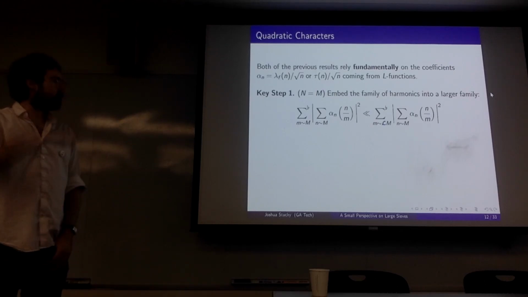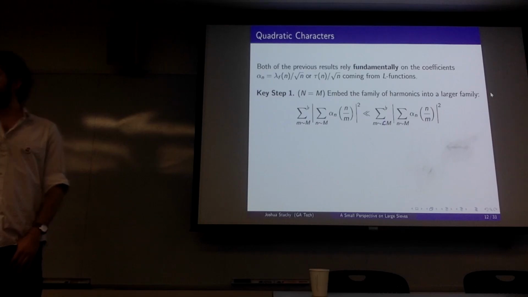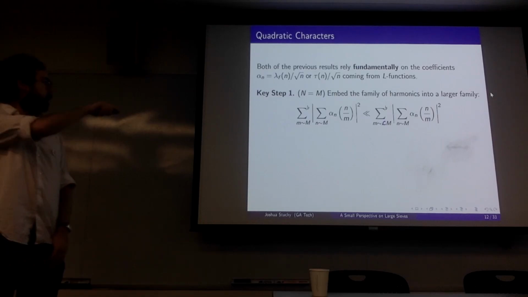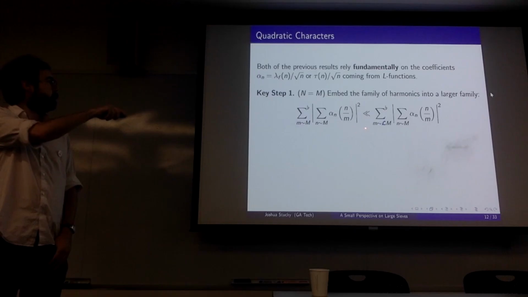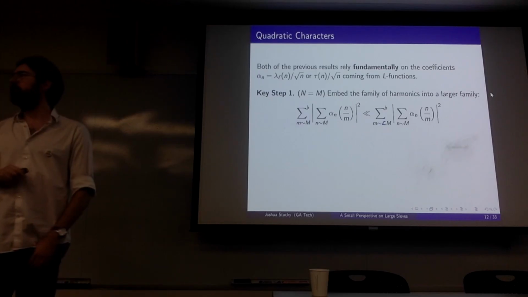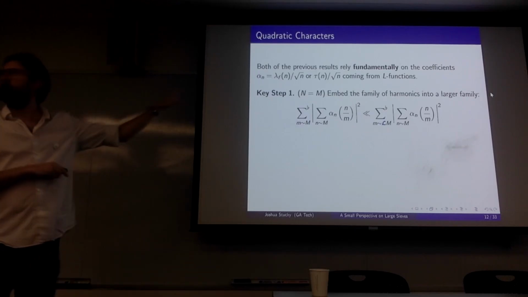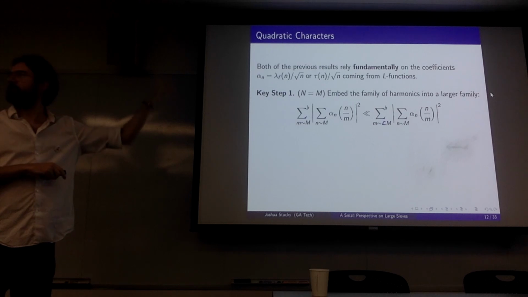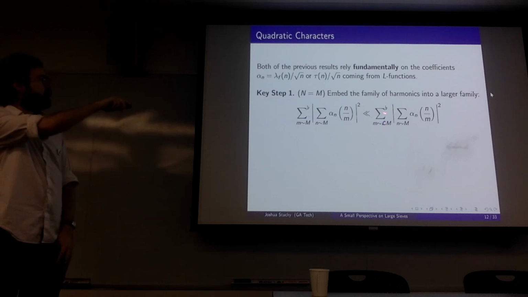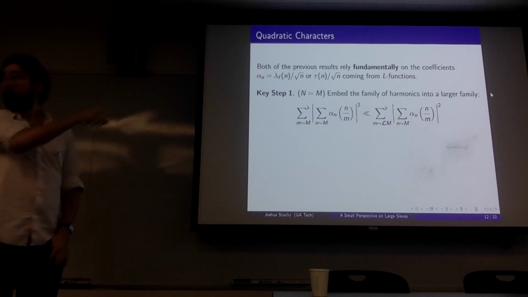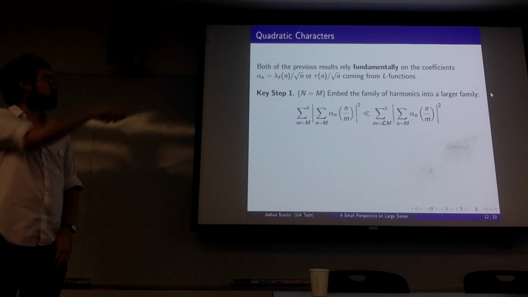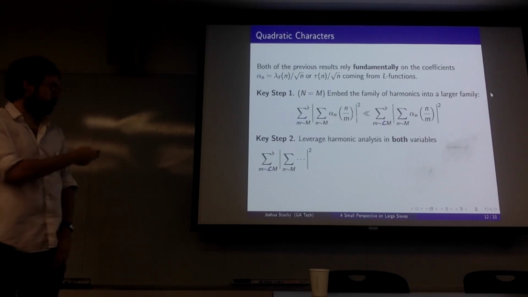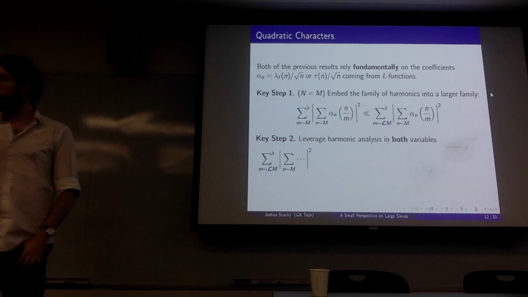But there's two kind of key ideas for how you can improve the estimate. One is you take your family of harmonics and you embed them into a larger family. What I've written up on here is a complete lie, but it's morally true, so you can kind of accept this. So you slightly enlarge your family. In practice, this is a constant. But in any case, the outer sum is now longer than the inner sum. And so you play this game of leveraging harmonic analysis in both variables.